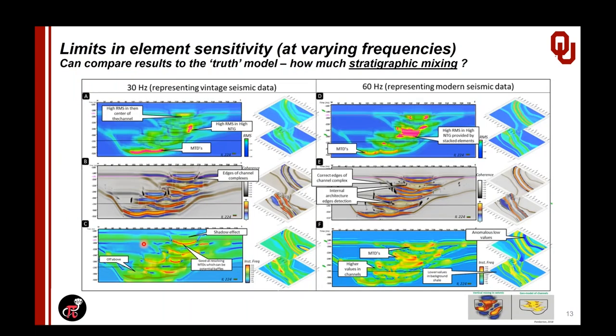Just to highlight a few things, I can't capture Karelia's work in 3 minutes, all the things she looked at. Here's a comparison. On the left-hand side, we have 30 hertz seismic data, which is more of the vintage seismic data, so maybe from the mid to early 90s. And on the right-hand side, we have 60 hertz frequency data, so it's higher frequency. We can observe a little bit more. It's more modern, more of what we've been shooting actively in the last decade or so. Some of the things we really find is the extent of stratigraphic mixing, depending on what frequencies we have available, between the different elements of this complex channel system.